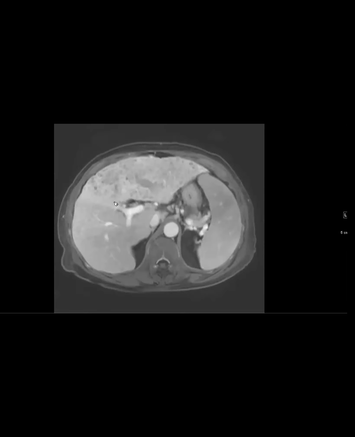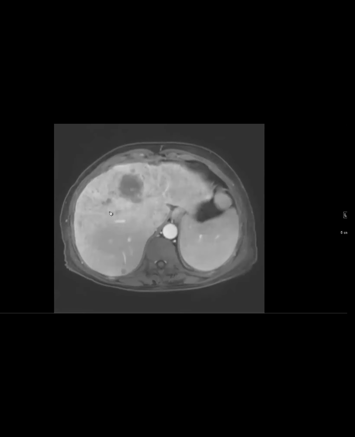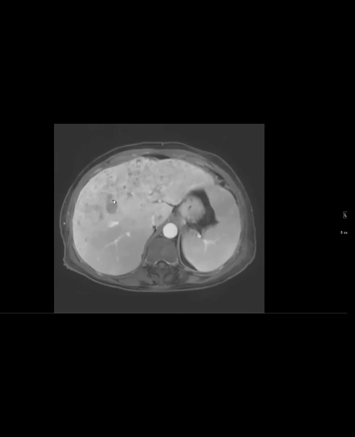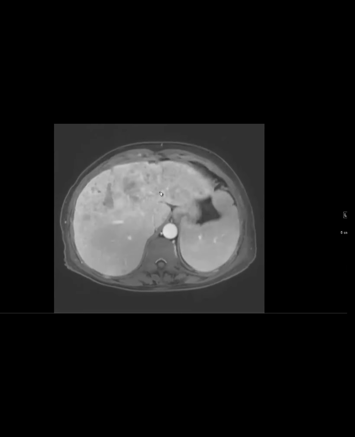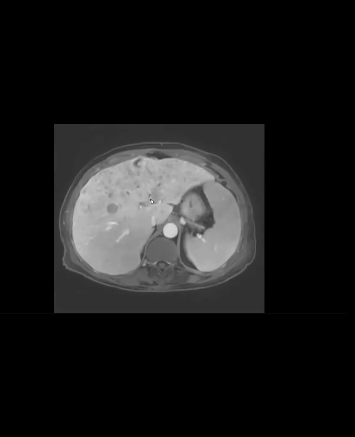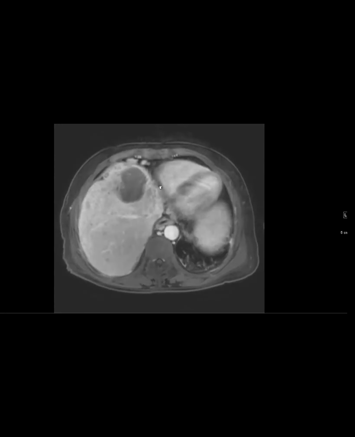Notice how now you have vascular invasion. You can see here invasion into the portal vein, and then here's another tumor in vein. So that's what happens to these patients.